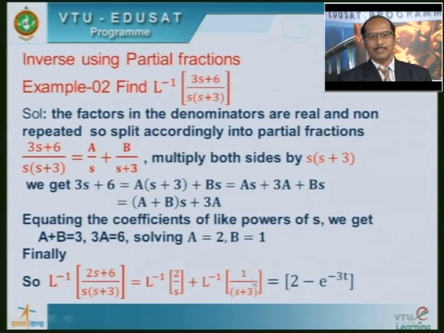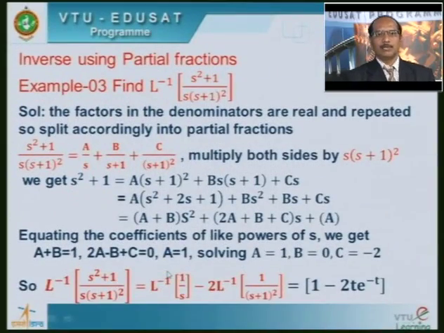So, S is shifted here, S plus 3 means A is equal to minus 3 here. So, it is of the form 1 divided by S minus A, which means e raised to At. So, A is minus 3. So, it is e raised to minus 3t. This middle term is plus. So, the final inverse of this problem is 2 plus e raised to minus 3t.